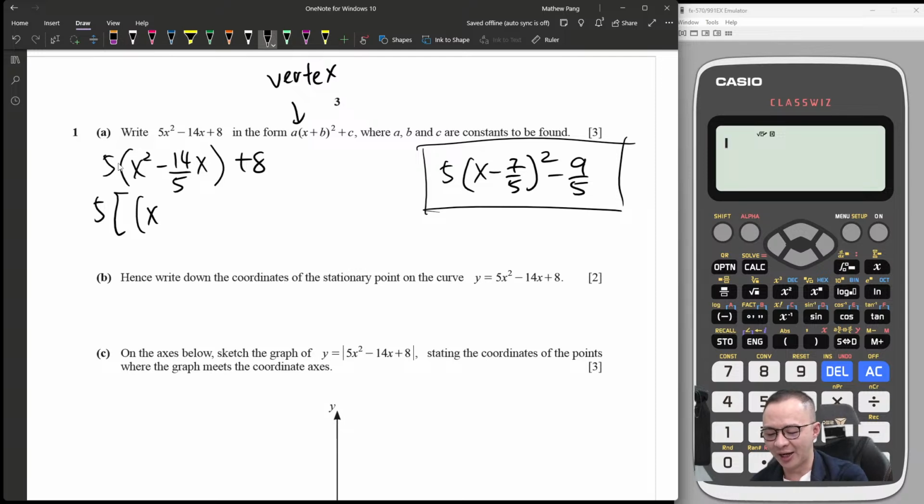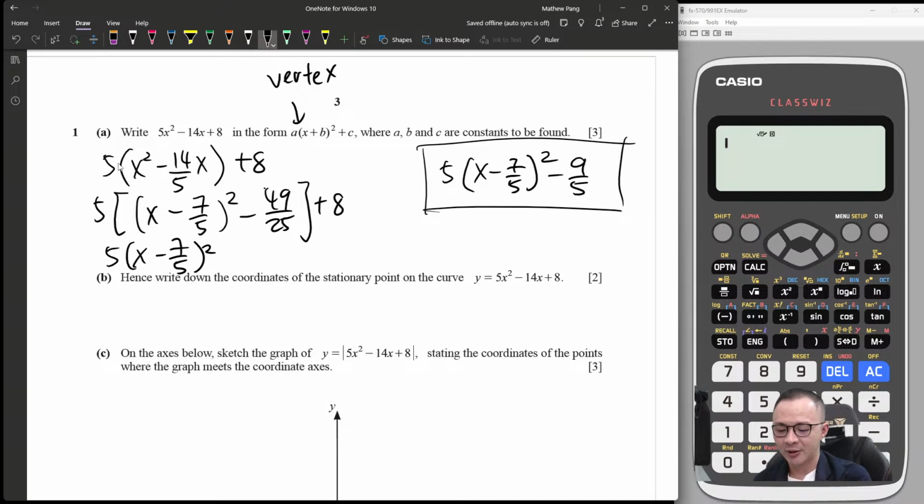Can I show you a way to do it? I worry some students do not know what is going on here. This one I want to take b divided by 2, right? 14/5 divided by 2 is 7/5, right? 7/5. Then I minus the same number squared, which is 49/25. Then I close the bracket, plus 8 outside. Then I will multiply 5 into both of them. Then this one will be negative 49/5.